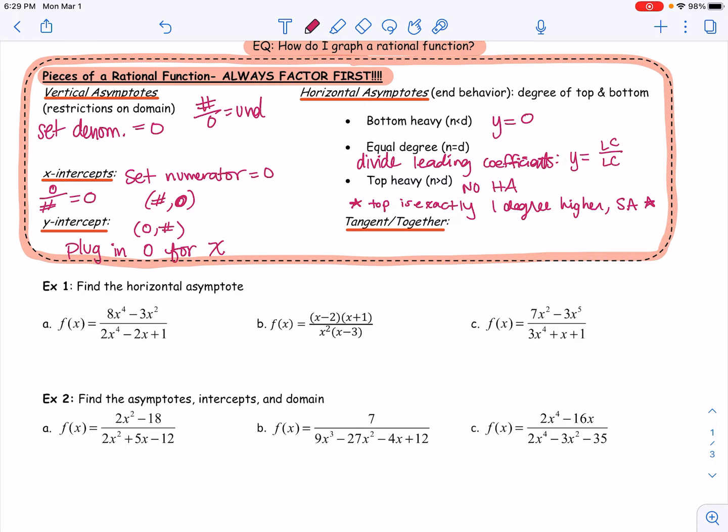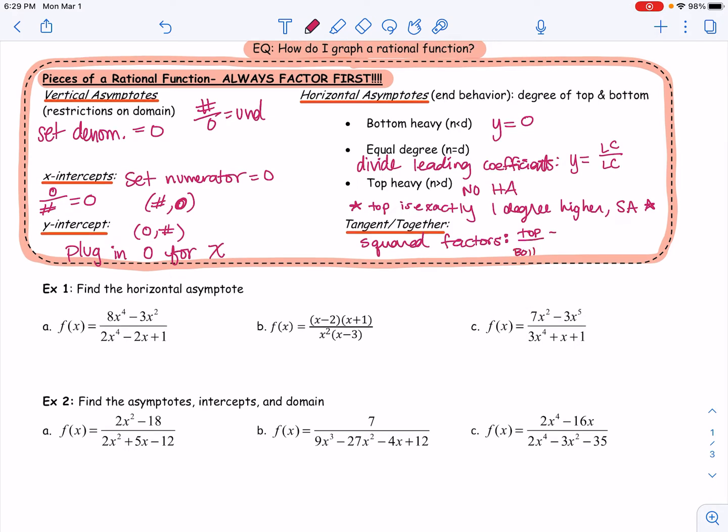A lot of them have the same characteristics, but all of them look different. It's depending on these four characteristics. And so I want to talk about what happens whenever we have some squared factors. So if we have squared factors, that could happen at the top or at the bottom, numerator or denominator. If it's happening at the top, remember our top is where the X-intercepts live. Remember, we're setting our numerator equal to 0 for those tops.